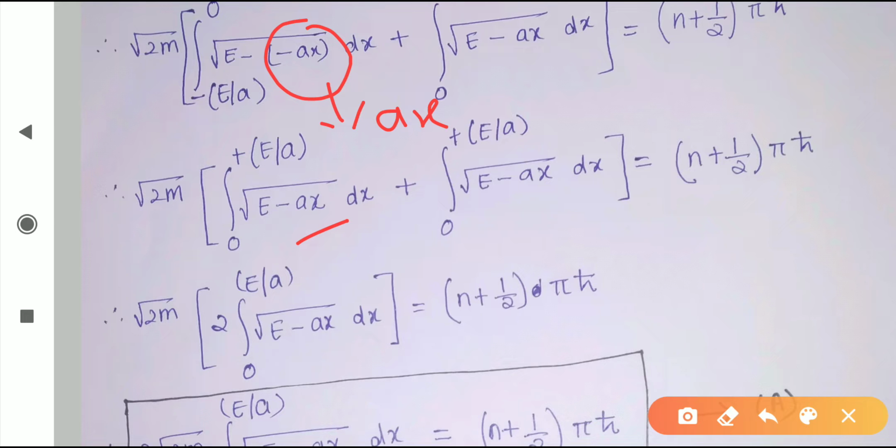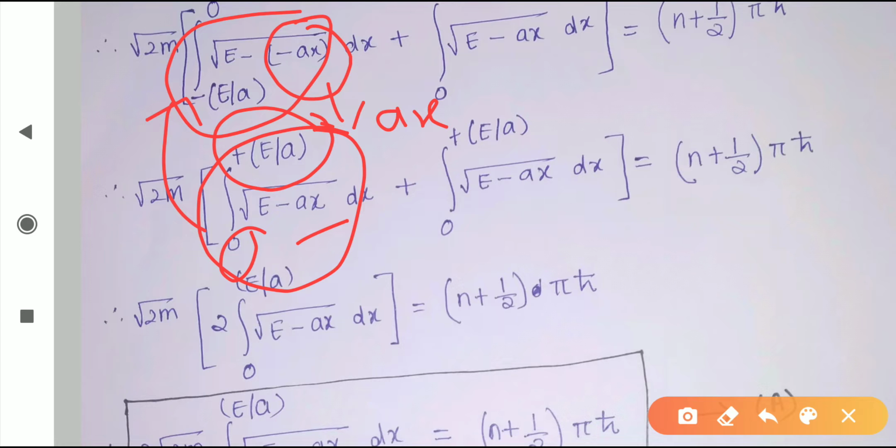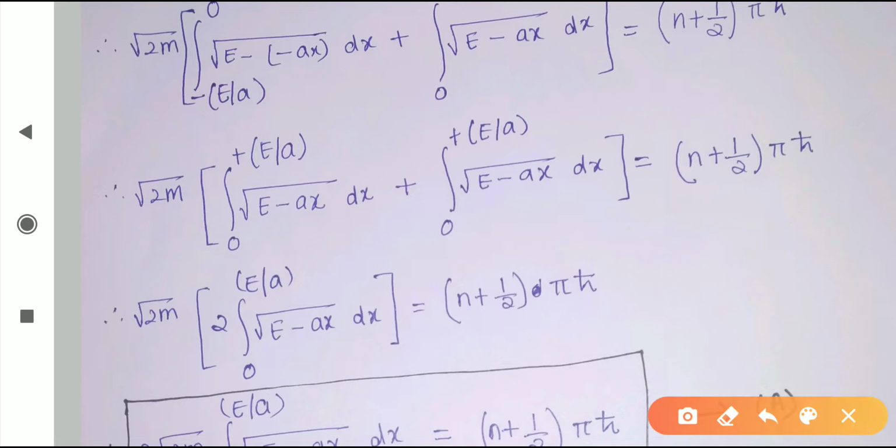Okay, and if I invert this limit minus e by a to 0, what will I get? 0 to plus e by a. The minus sign will change if I invert this limit. So I hope you have understood how we got this integration from this one. Okay, and the second term I have written as it is. Clear? And the right hand side as it is. Now see the next step. As you can see, both the terms are the same, so now I am going to add them.